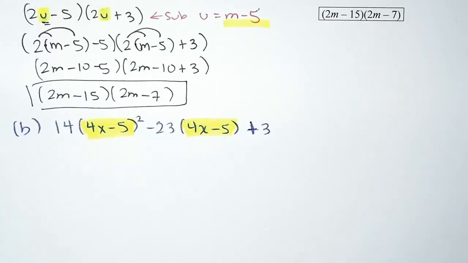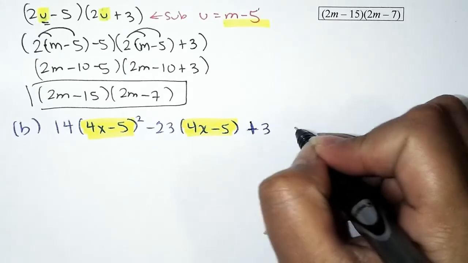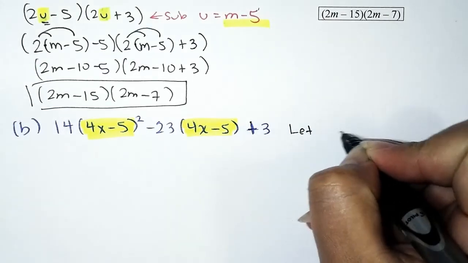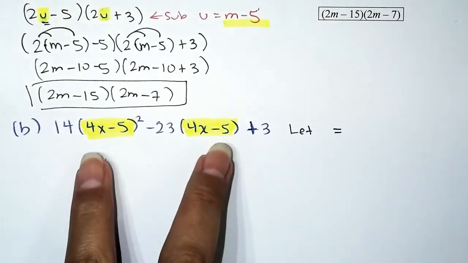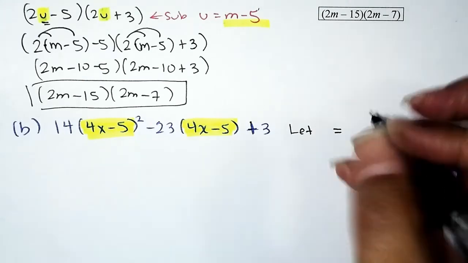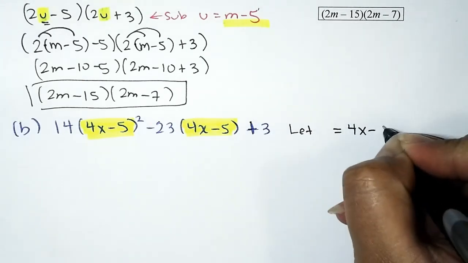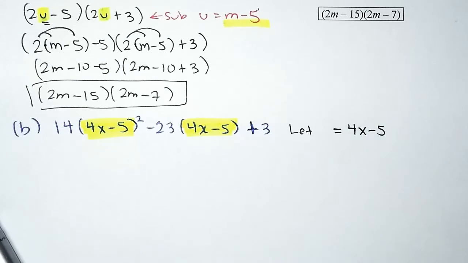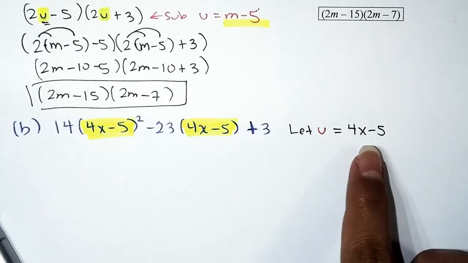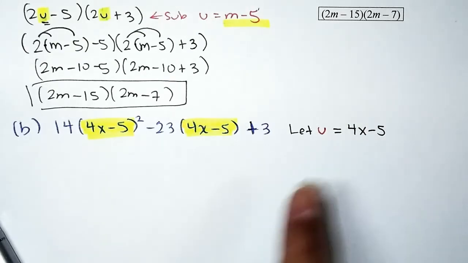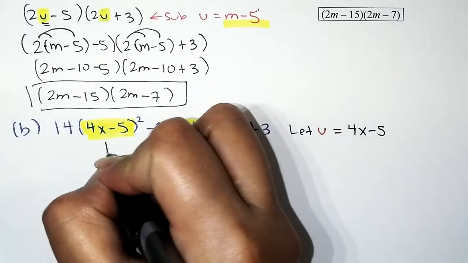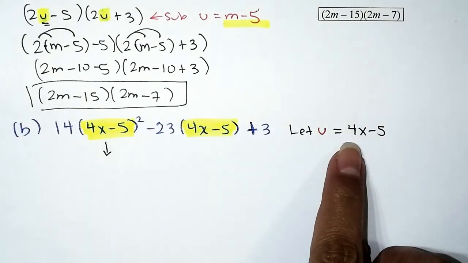So let's do this. We're going to let some variable represent that binomial that we see recycled, which is 4x minus 5. What variable am I going to use? Are you a mind reader? Oh, that kind of scares me. Okay, u. So let's replace all these binomials of 4x minus 5 with u.